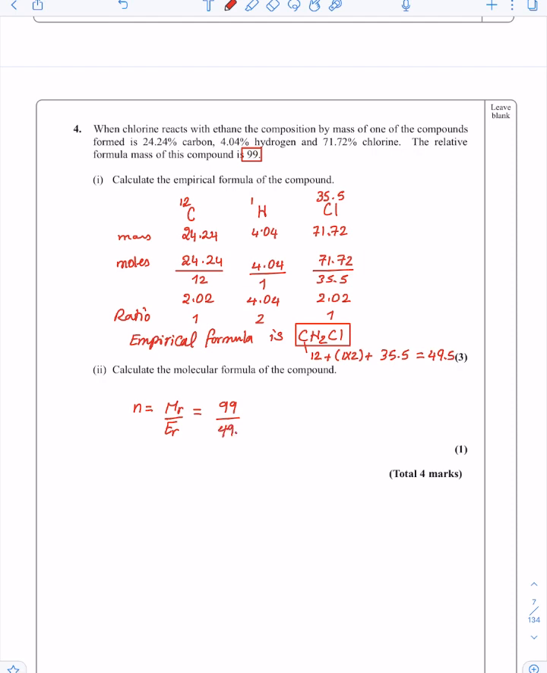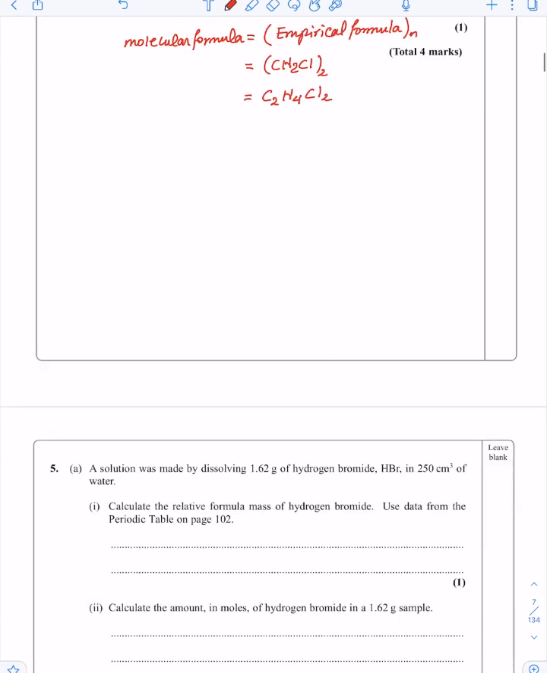99 over 49.5 gives you 2. So this means that the molecular formula is equal to the empirical formula times n. The empirical formula that we found is CH2Cl, and the n that we found is 2, so the molecular formula is C2H4Cl2. That was question 4.